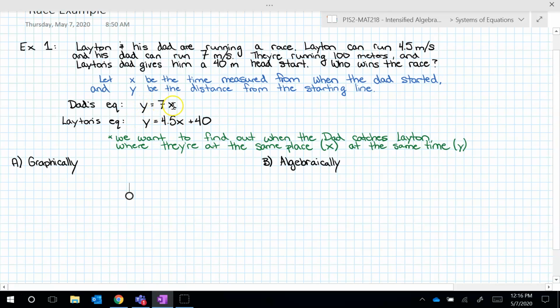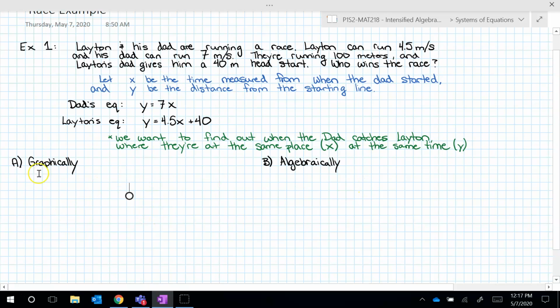This is his speed times the number of seconds. After 1 second, he's gone 7 meters. After 2 seconds, he's gone 14 meters, etc. And we want to find out who's going to win this race. What we really need to figure out is where the dad is going to catch Leighton, where they're at the same place, x, at the same time, y.